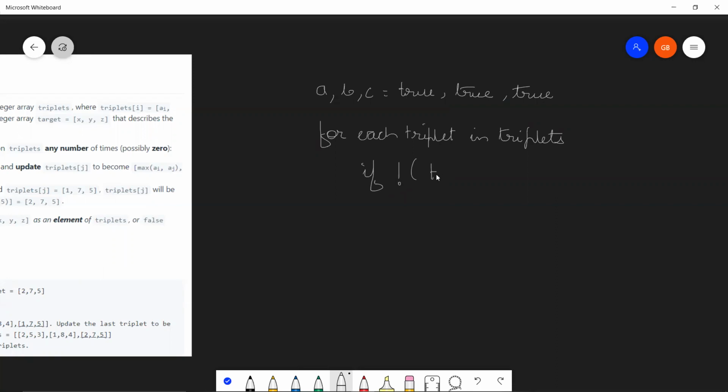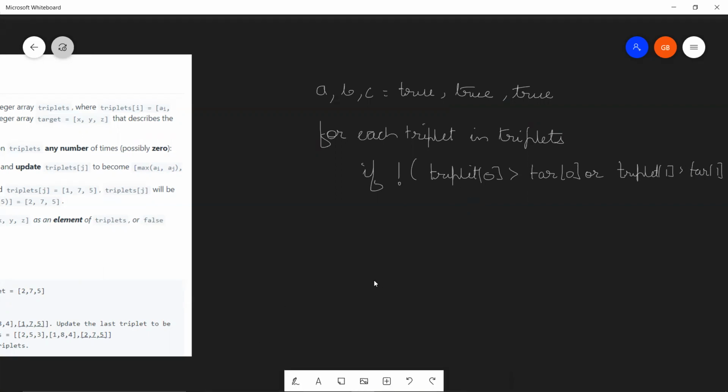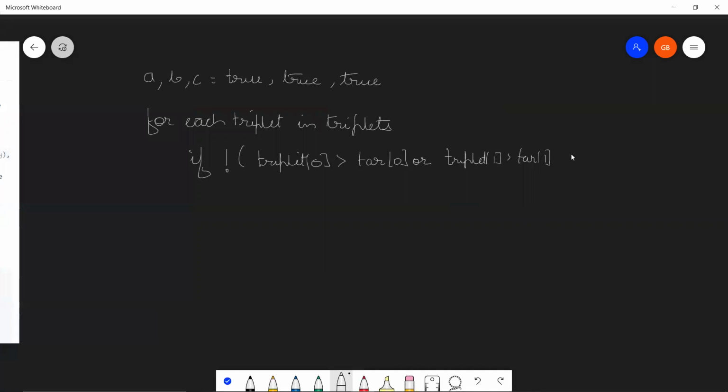triplet 0 greater than target 0. I'm going to use tar for target. Or triplet 1 greater than tar 1, or triplet 2 greater than tar 2, right?